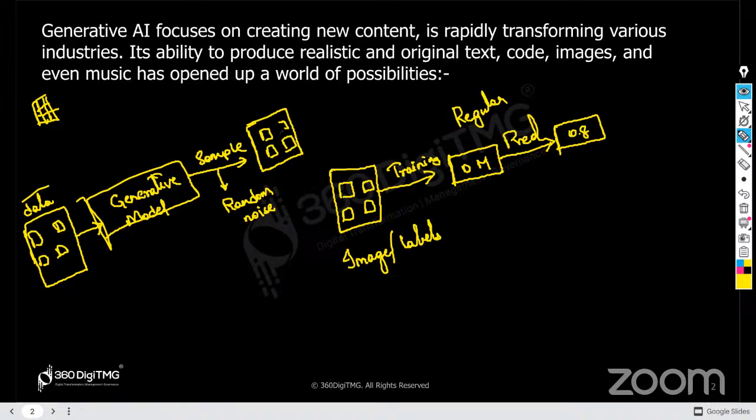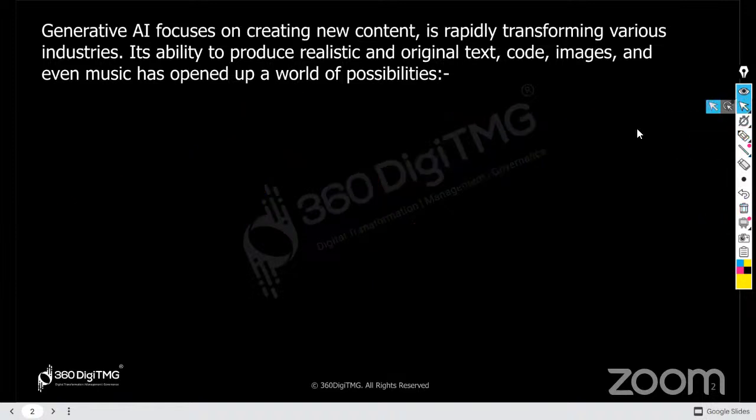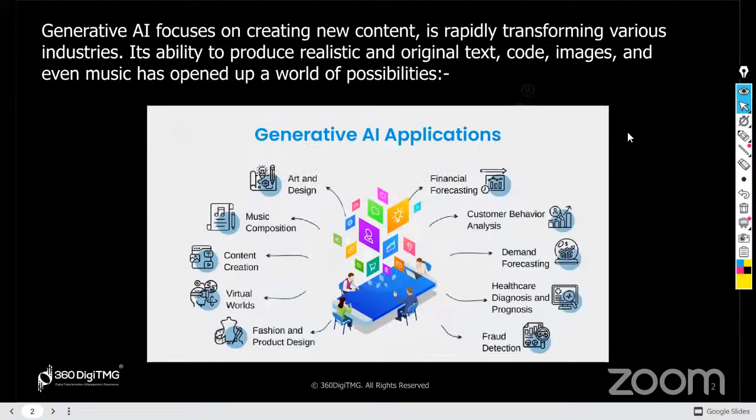What is happening here? We are working on the past data and sampling the pixel values, adding some random noise to it, which creates a unique image based on the past data, the trained data. This is where the application of generative AI works. That is making it more popular, where we use it in arts and designs, music compositions, healthcare diagnosis, and demand forecasting. Whatnot, in every field this is being helpful.